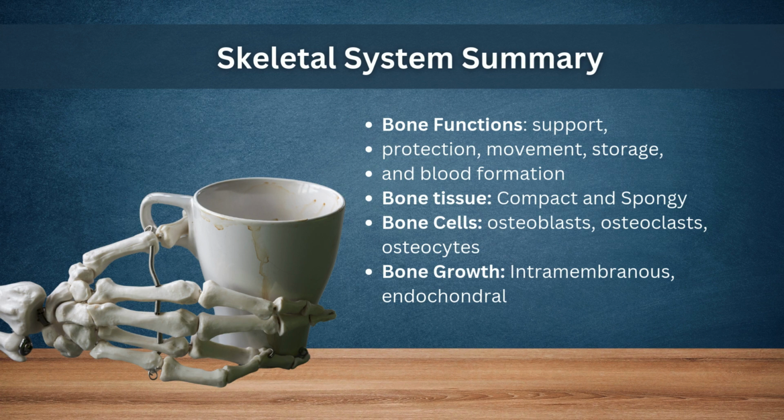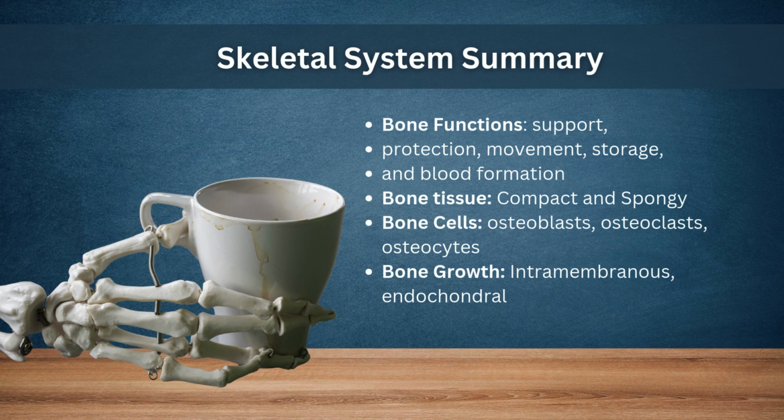Osteogenesis is the process of bone formation. 3 types of cells, osteoblasts, osteocytes, and osteoclasts, are involved in bone formation and remodeling. In intramembranous ossification, connective tissue membranes are replaced by bone. This process occurs in the flat bones of the skull.